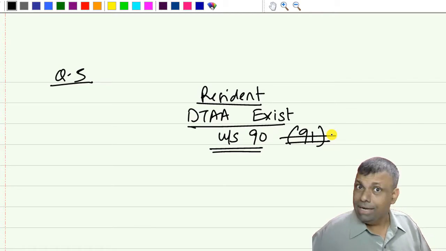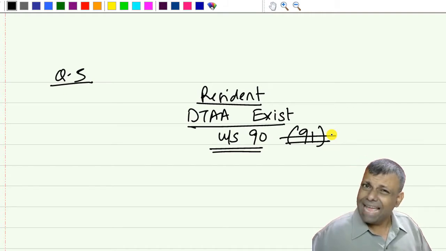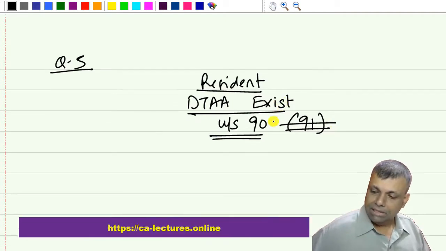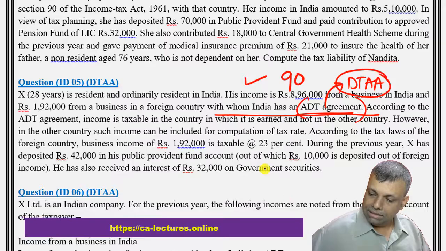Is that clear? Hakuna Matata means no worries. I guess this is absolutely clear. Because if you make this mistake, then the whole answer goes wrong. So now under section 90 you have to follow what the law says, what the DTAA says. Now there the interpretation is required.